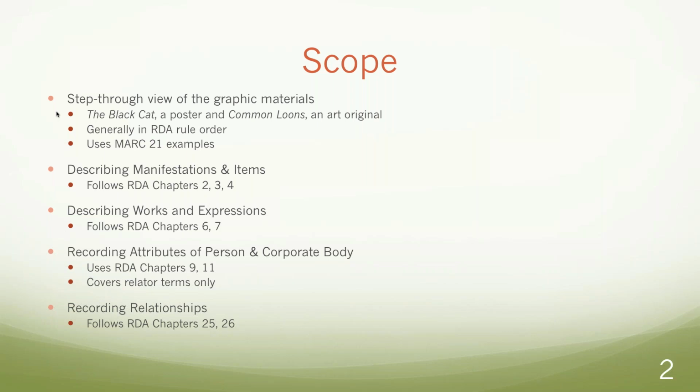So we will go through and do this in the current RDA order. So we'll be looking at manifestations and items first, because that's what we start with when we describe something. And then we will go on to the description of works and expressions, look at agents, attributes of person and corporate body, and then look at how we record relationships.